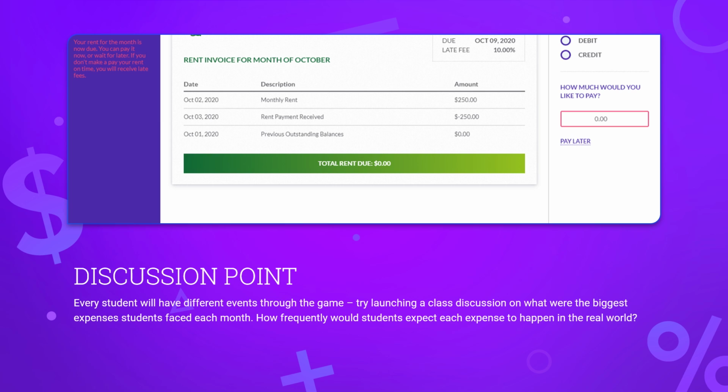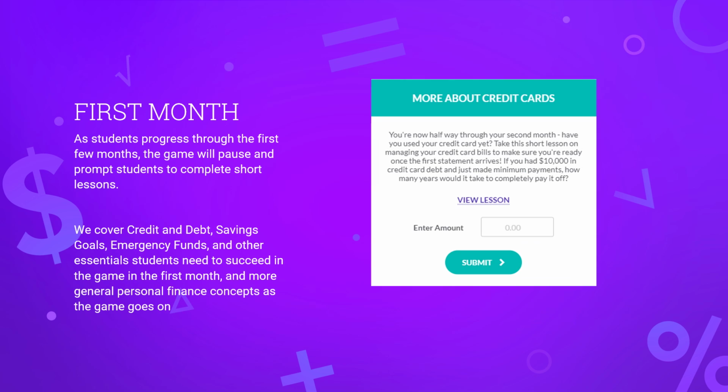So actually, as they're playing through the game in the first month, they're going to see a bunch of different life events. There's a few different ones that I'm going to highlight just so you understand where this is coming from a teacher. The first thing they're going to see is one of these green lesson cards. In this case, we're asking the students how long it's going to take them to pay off a credit card.